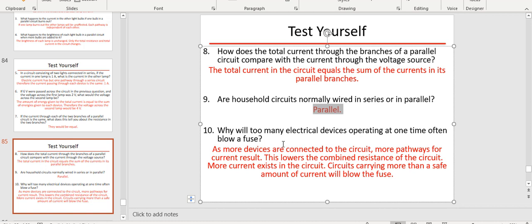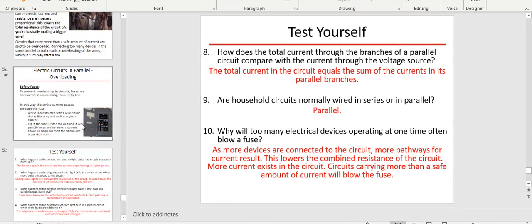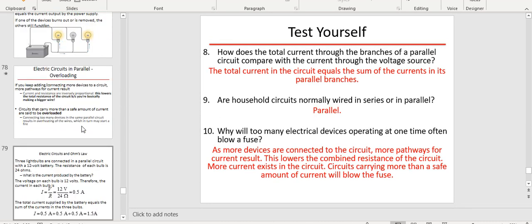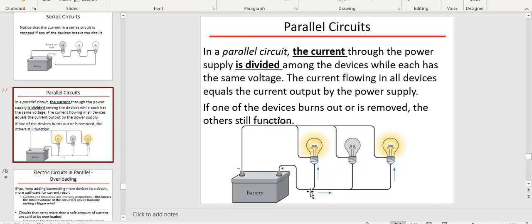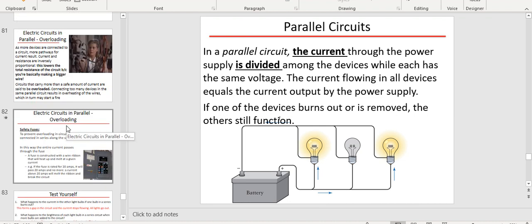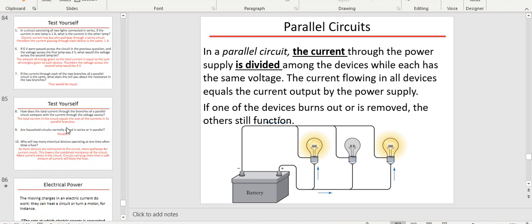Why will too many electrical devices operating at one time often blow a fuse? The same thing. You remember, most of the stuff there in the house is parallel. And if I keep adding things here, I've decreased the resistance because I'm making my wire bigger, which is decreasing the resistance, which will increase the current. So therefore, you will bust a fuse. Hopefully bust a fuse. Not anything worse.